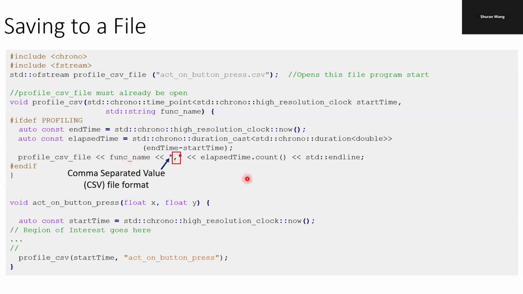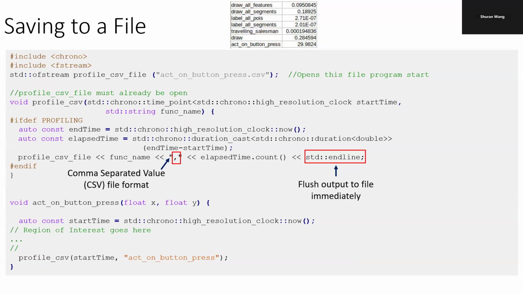The function name and the time is split by commas because it's a comma separated value file format. And std::endl flushes the output to file immediately so that even if your program crashed or killed or halted accidentally, it's still saved to the file. And you can see it in action.